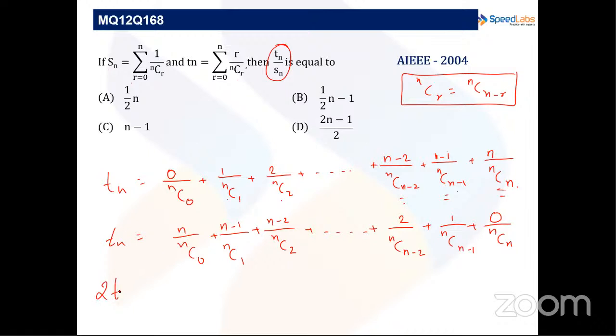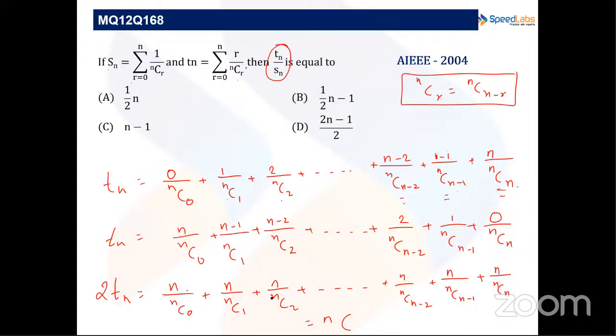If we combine these two, then 2 times Tn will be n upon nC0 plus, since denominators are the same, n-1 plus 1 will be n upon nC1 plus n upon nC2 plus so on up to n upon nC(n-2) plus n upon nC(n-1) plus n upon nCn. Taking n common, we get 1 upon nC0 plus 1 upon nC1 plus 1 upon nC2 so on up to 1 upon nCn. So this value is our Sn. So we have 2 times Tn equals n times Sn. So Tn upon Sn will be equal to n by 2. So the correct option is option A.